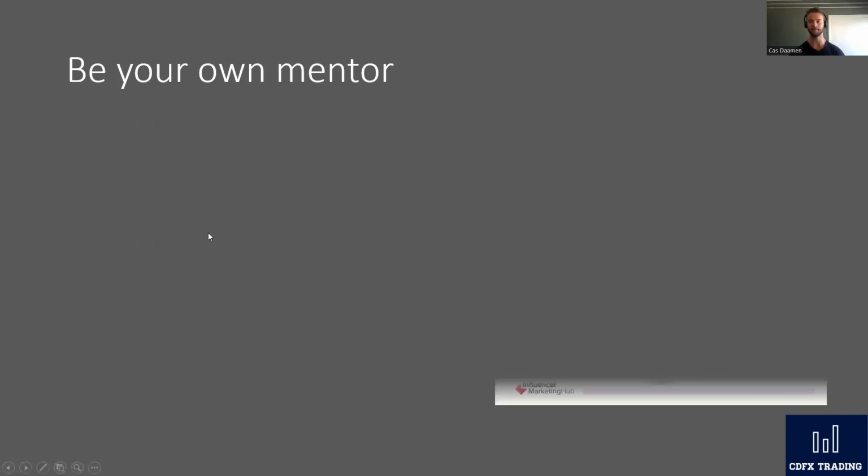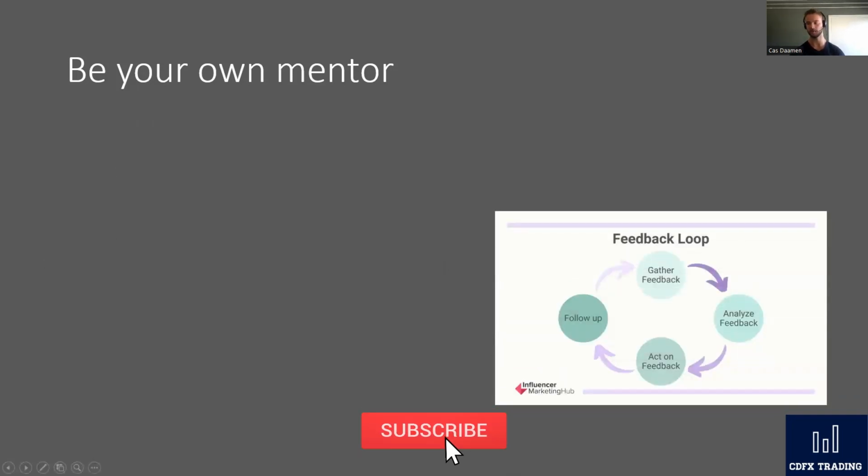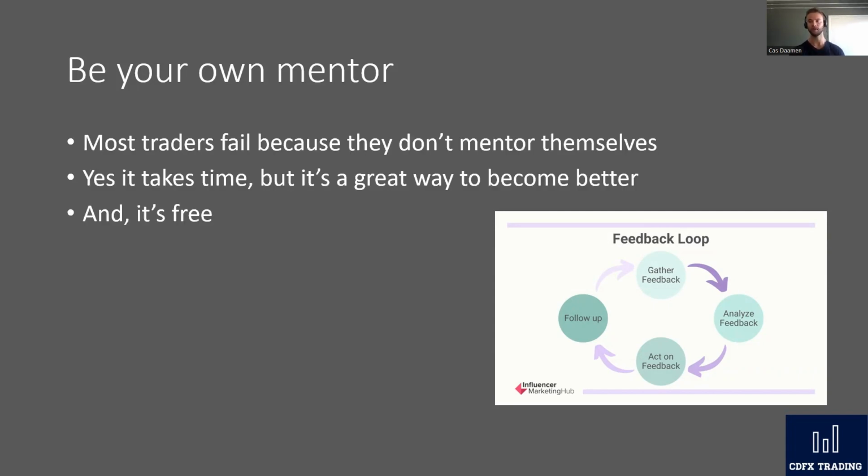So today, this is what we're going to discuss. A feedback loop. And a feedback loop essentially means that you are being your own mentor. And most traders neglect this part of their trading journey, but I do think it's really essential. So we're going to dive into this in detail. I'm going to give you a lot of action points. So let's get started.